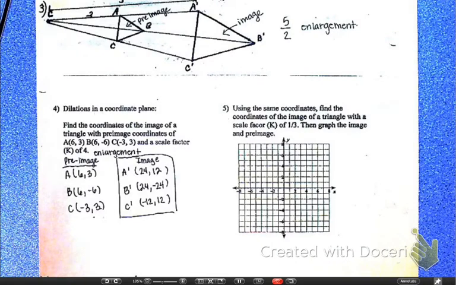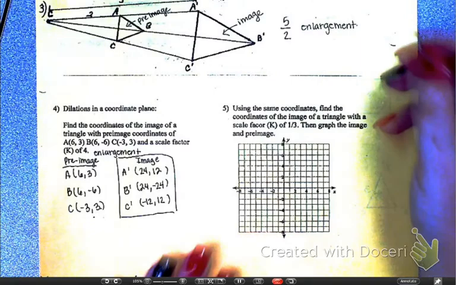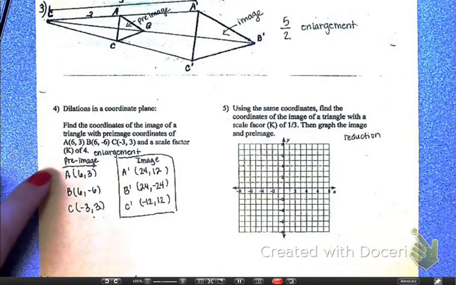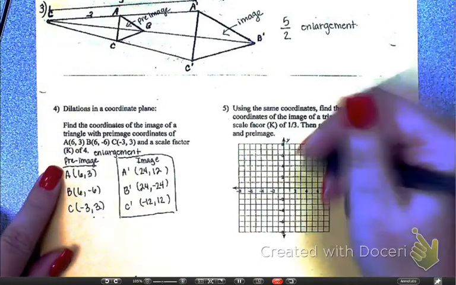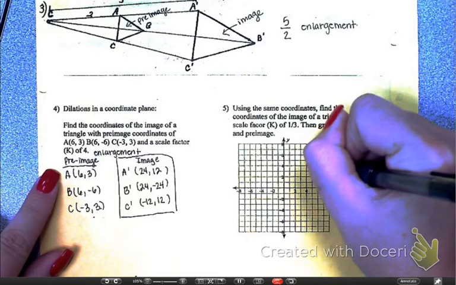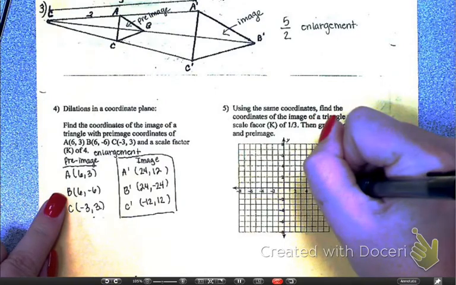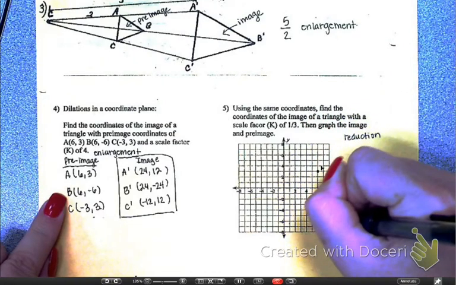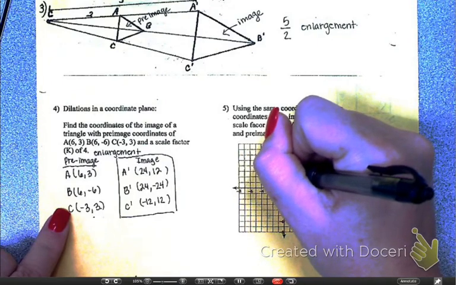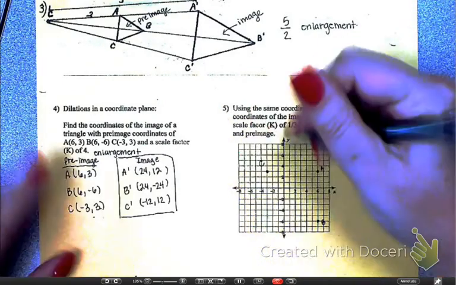So it says for number 5, using the same coordinates, find the coordinates of the image of the triangle with a scale factor of 1/3. What's going to happen there? It's going to be a reduction. So let's actually see the reduction happen. Let's first plot points A, B, and C on this graph. So 6, 3 is A. 6, negative 6 is B. And negative 3, 3 is C.